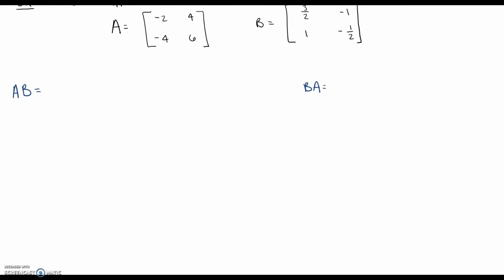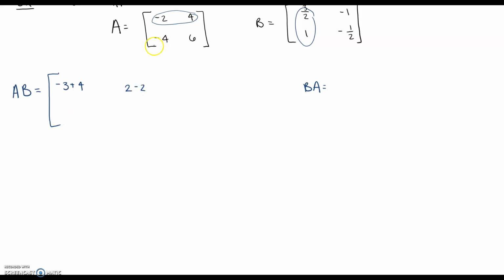So A times B, remember we're going to do -2, 4 times 3/2, 1, and add them together. So -2 times 3/2 is -3, plus 4 times 1, which is 4. And make sure you show one line of work like this at the very least. -2 times -1 is +2. 4 times -1/2 is -2.